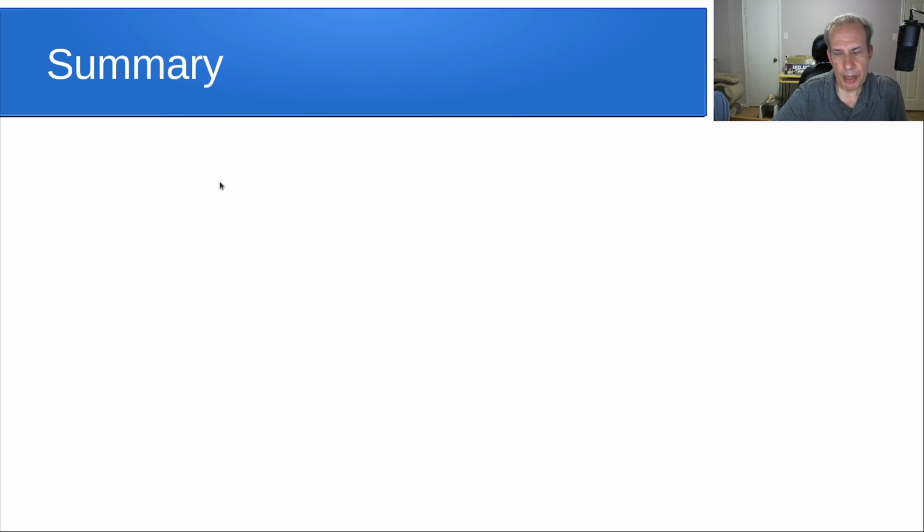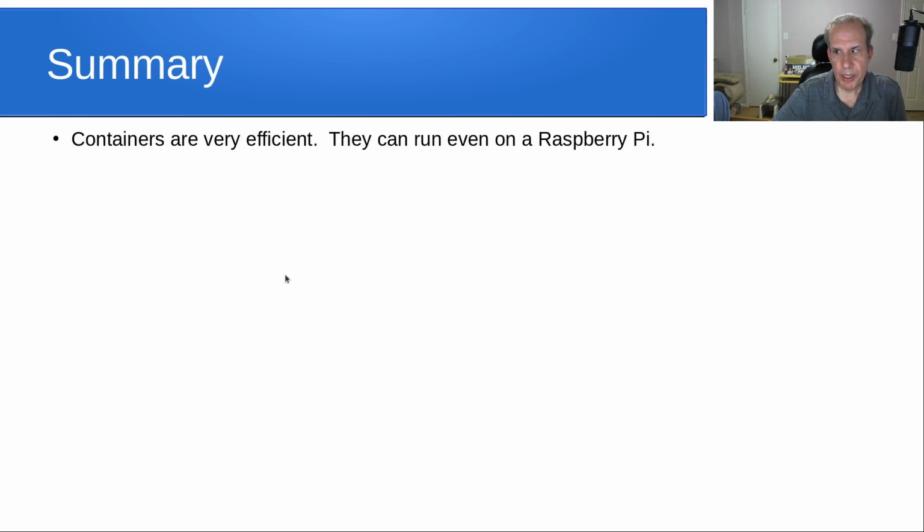What did we learn about this today? Well, first of all, we learned that containers are very efficient. As a matter of fact, they can even run on a Raspberry Pi. You probably couldn't run very many virtual machines, if any at all, on a Raspberry Pi. I know there are some very efficient small ones you can, but you can probably run 4 or 5 containers on a Raspberry Pi 4 without a problem, and they would actually perform fairly well.